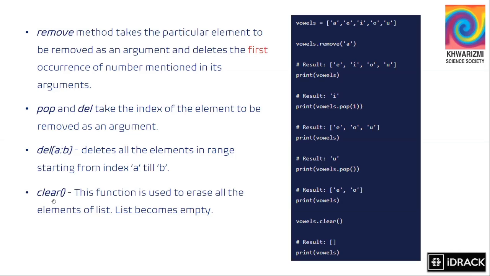Then there's the clear function. This is used, like I said earlier as well, to erase all the elements of the list, and after that the list becomes empty. So if you do vowels, which is the name of the list, dot clear, and then try to print it, it's going to print an empty list.